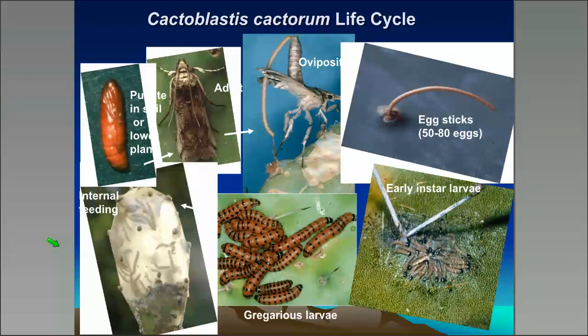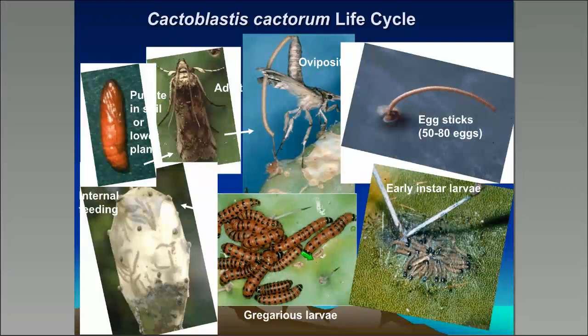The Cactoblastis life cycle, if we start with the adult, you see that goes over to the female, laying eggs on the end of a spine or laying eggs on the top of the pad at the areole where the glochids come out. The eggs, 50 to 80 eggs in this image, but I have found from 9 to 118 eggs in an egg stick. When they hatch, then we have these early instar larvae, and they're going to go inside the pad through a hole that they cut.